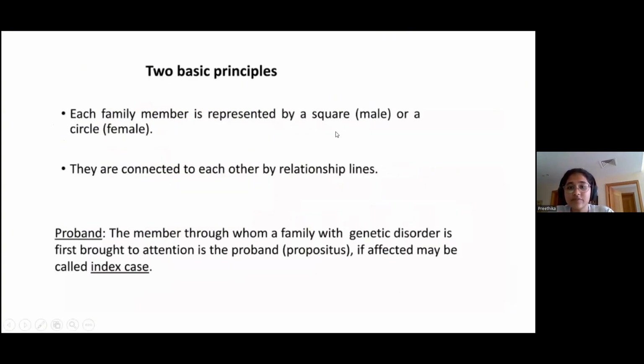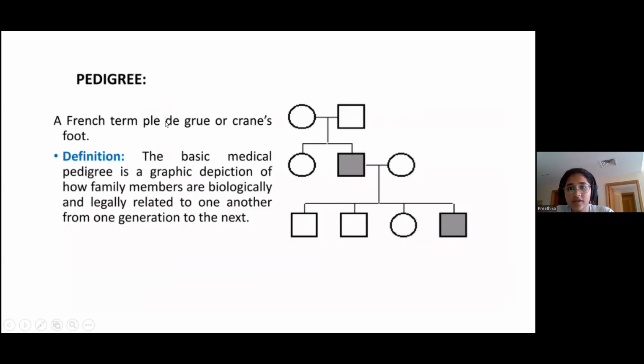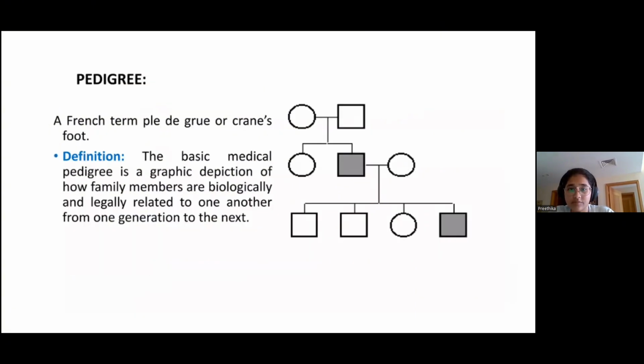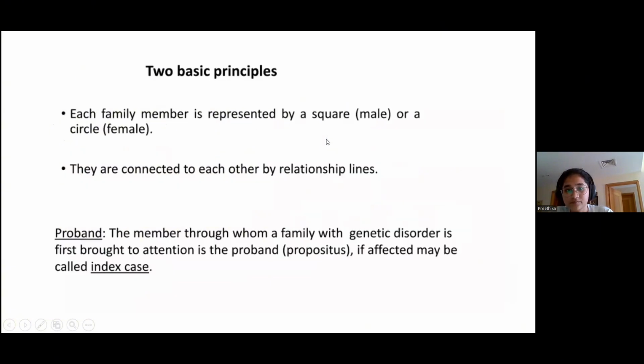And then we try to analyze who is a carrier, who is affected and who is not affected. Each member is represented by a square or a circle. If it's a male, it's a square, and if it's a female, it's a circle. They're connected to each other by relationship lines. As you can see here, in the first generation there is one horizontal line, which means that they're married. And then the vertical line means we're talking about the offspring.